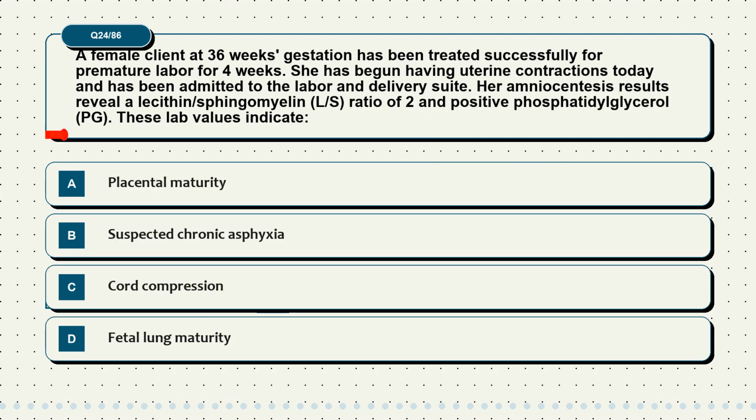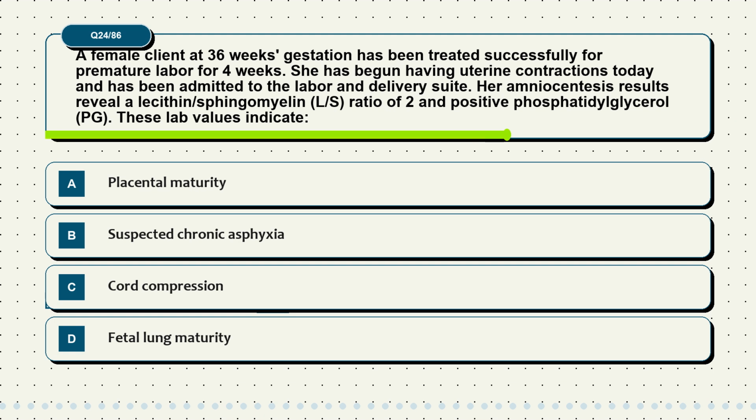Question 24. A female client at 36 weeks gestation has been treated successfully for premature labor for 4 weeks. She has begun having uterine contractions today and has been admitted to the labor and delivery suite. Her amniocentesis results reveal a lecithin/sphingomyelin (L/S) ratio of 2 and positive phosphatidylglycerol (PG). These lab values indicate, here are the options.